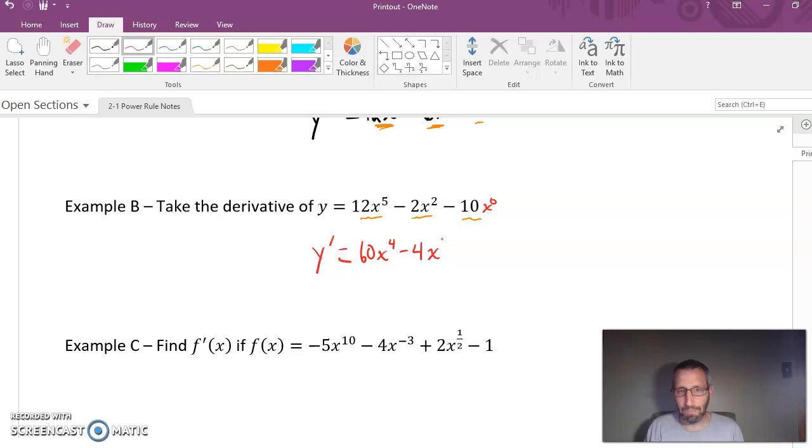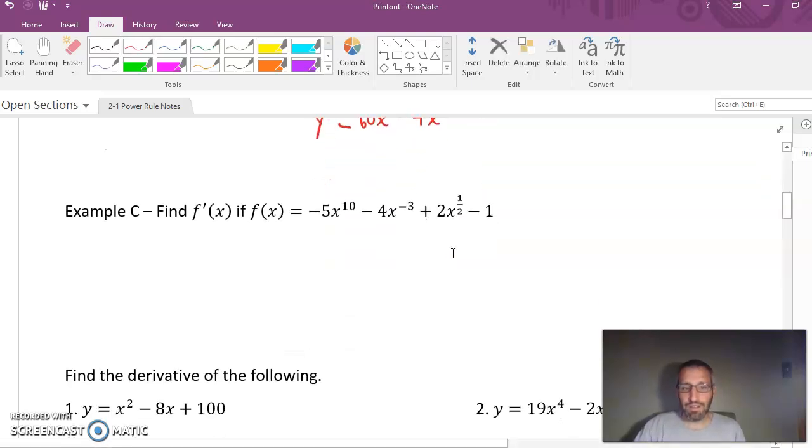Okay? So the derivative for 12x to the fifth minus 2x squared minus 10 is just y prime equals 60x to the fourth minus 4x. All right, let's try C. Let's do one more. First thing we see is that we're getting a little bit of new notation. We're getting the prime in there with our f. So it's just finding the derivative, or finding f prime of x.